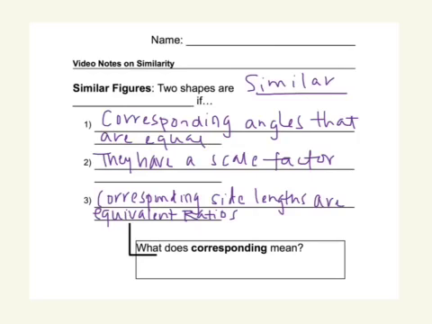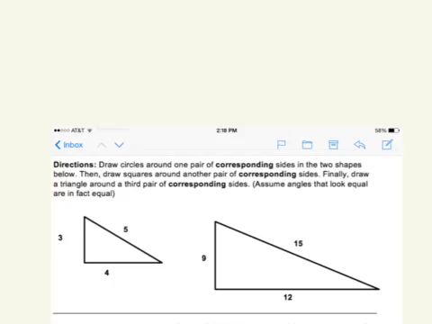Real quickly, what does corresponding mean? It means matching. And I'll explain all of this as we go. So here we have two triangles. This one right here, triangle A, has 3, 4, 5 side measurements. And this right here is triangle B, 9, 12, 15.